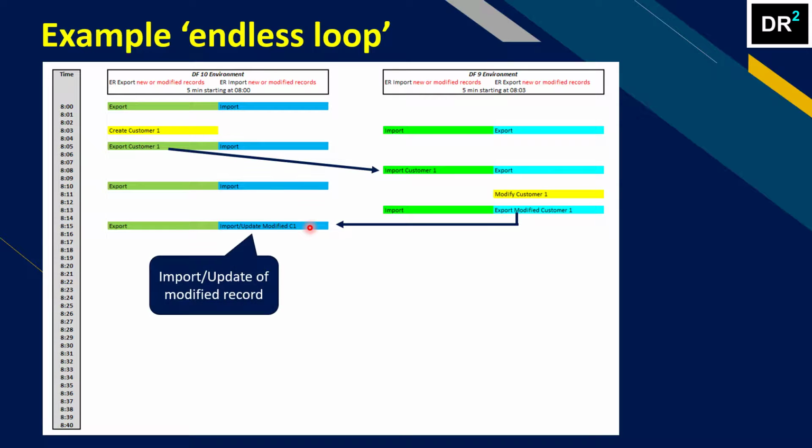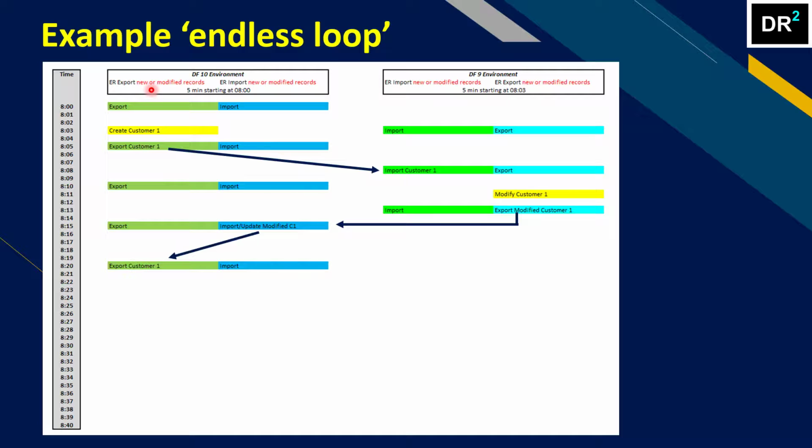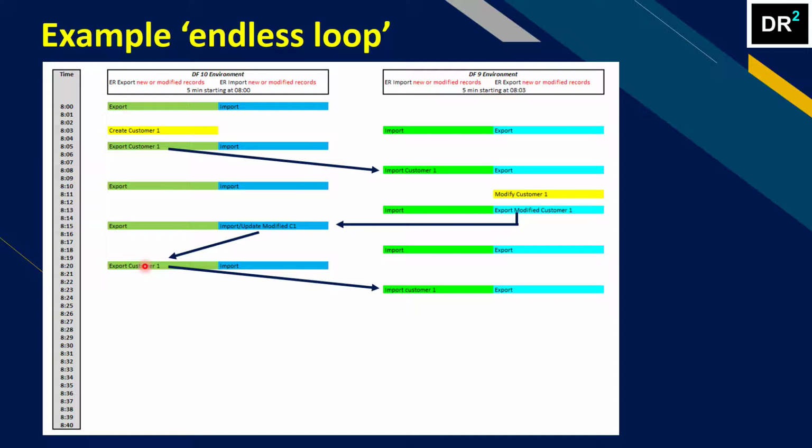The thing is, okay, we have an updated record, and this export job would grab this record and export it again. So it would identify, hey, there's something changed, and I need to export new and modified records. So we have an export here again. And then the next import that happens after that will import or update this customer again. It will not be an import, it will basically be an update.